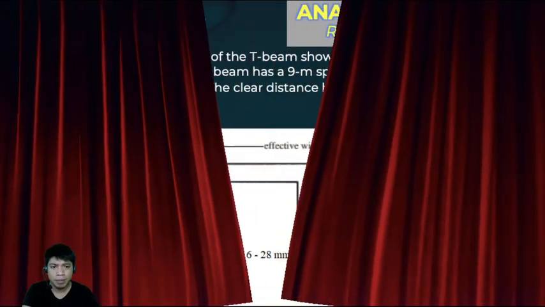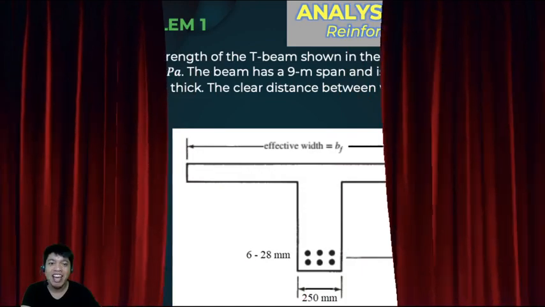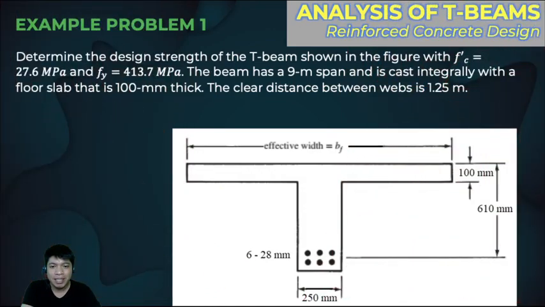So this is the problem guys. Ayun, so may pa-cortina tayo. Okay, so the problem is: determine the design strength of the T-beam shown in the figure with F sub C prime equals 27.6 megapascal and F sub Y equals 413.7 megapascal. The beam has a 9-meter span and is cast integrally with a floor slab that is 100 millimeters thick. The clear distance between webs is 1.25 meters. Okay, so ito guys yung ating given.